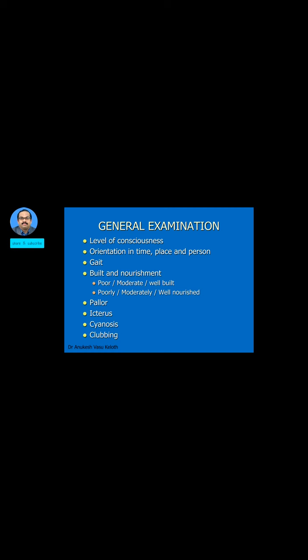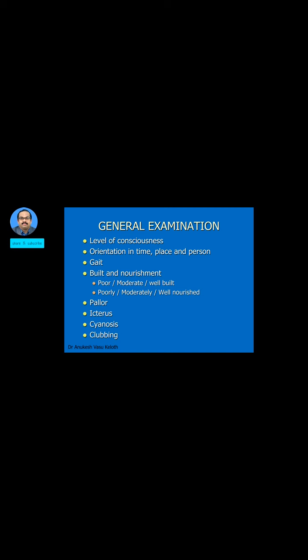For icterus, what we look at is the sclera. The sclera of the eye is generally white, so it is an easy way to contrast and look for a yellowish tinge to it. Similarly, just like pallor, you can also look at the nail bed, palms and soles, and general skin color for a yellowish tinge. Classically it has been described that the normal bilirubin is 0.8 to 1.1, and hyperbilirubinemia would be above 1.1, but icterus would be detectable clinically only when the bilirubin is above 3 milligram per deciliter.